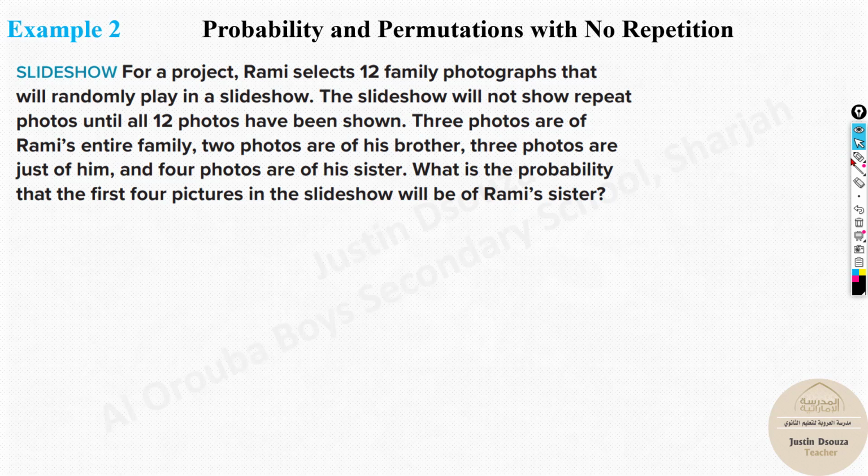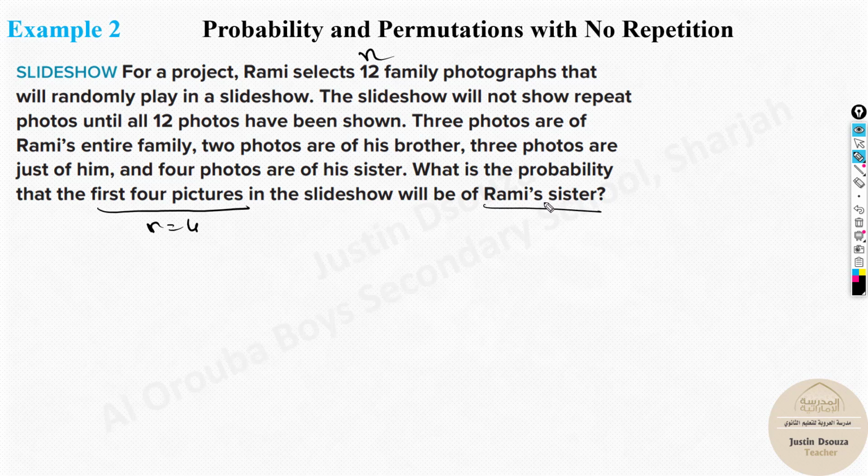So now here, first thing, what is n? Let's note down a few things. n is 12. This is saying how many photos there are. Three photos are of his family, two are of his brother, three are of him, four are of his sister. What is the probability that the first four photos are, r is 4 here. This is the selection we want, only of Rami's sister.